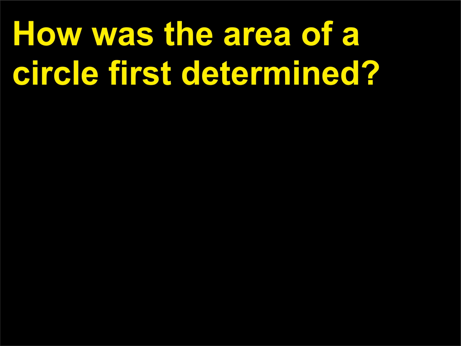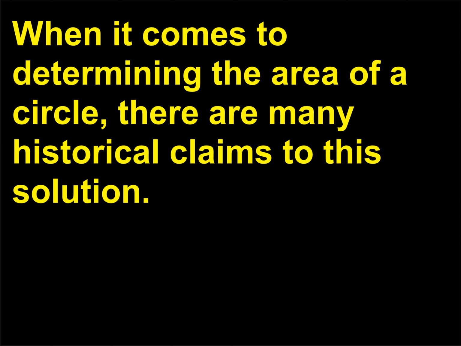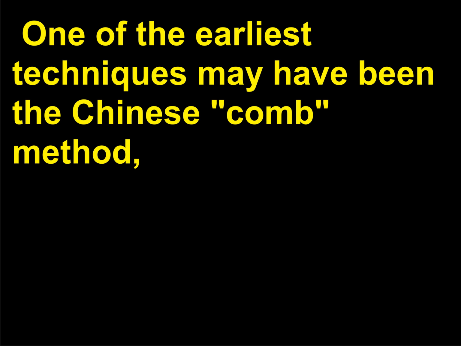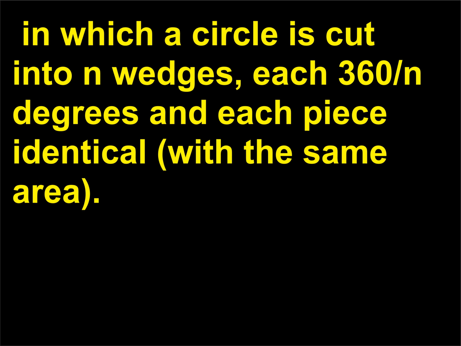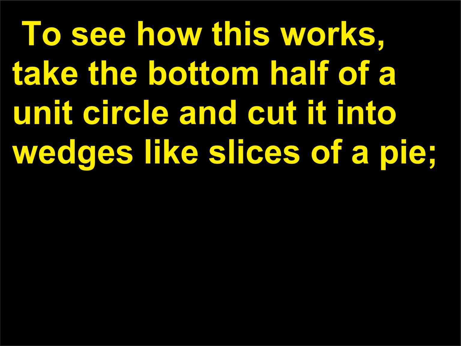How was the area of a circle first determined? When it comes to determining the area of a circle, there are many historical claims to this solution. One of the earliest techniques may have been the Chinese comb method, in which a circle is cut into n wedges, each 360/n degrees and each piece identical, with the same area. To see how this works, take the bottom half of a unit circle and cut it into wedges like slices of a pie.